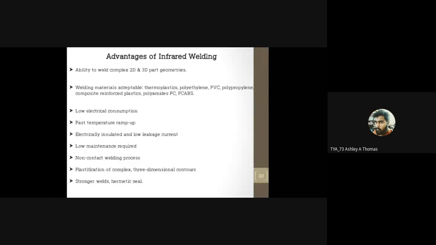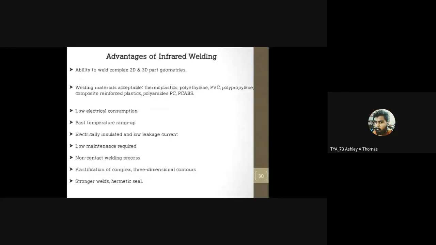Low electrical consumption, fast temperature ramp up, electrically insulated, low leakage current, low maintenance required, non-contact welding process, plastification of complex strong welds, hermetic seal. See, wherever the source is not in contact with the surface, these advantages are possible.